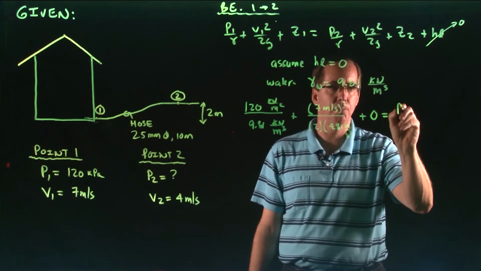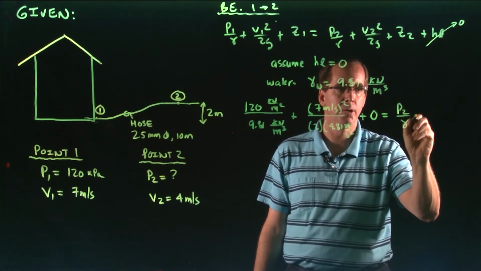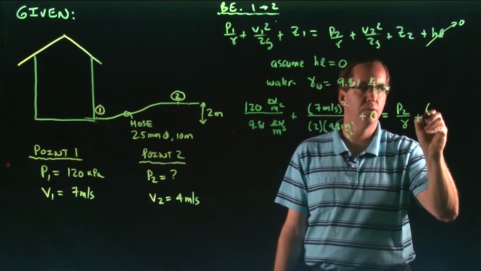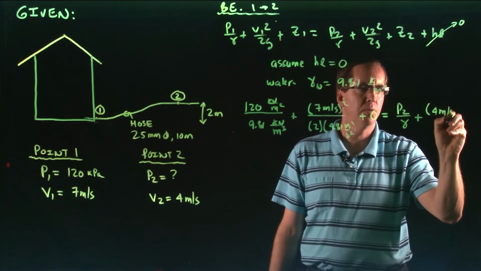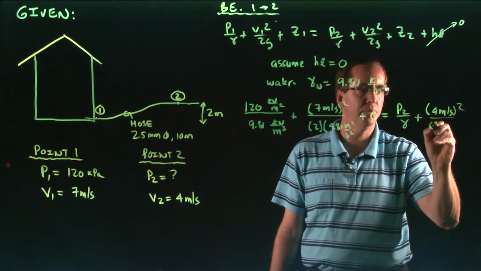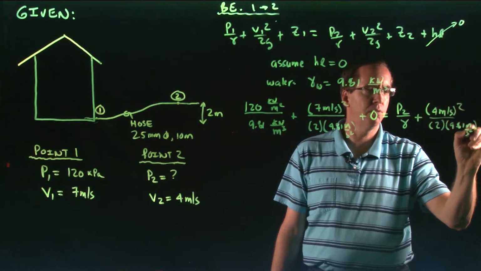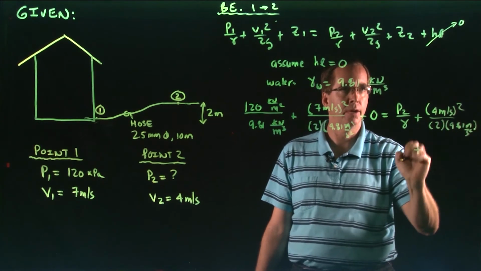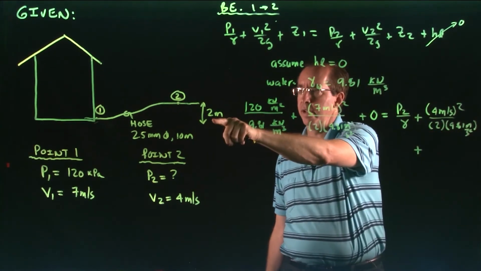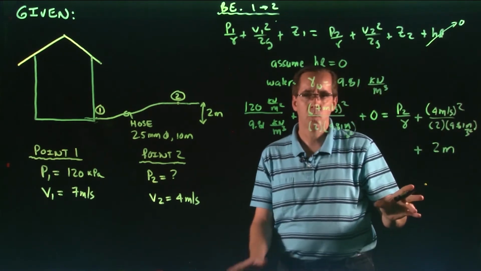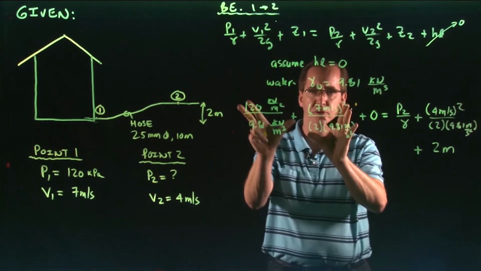Now, I don't know the pressure. That's what we're going to be solving for. I know the velocity here was given to me as 4 meters per second. So we'll square that, divided again by 2 times 9.81 meters per second squared. And then I'm going to continue this right here. And then our z2 is 2 meters. Okay?